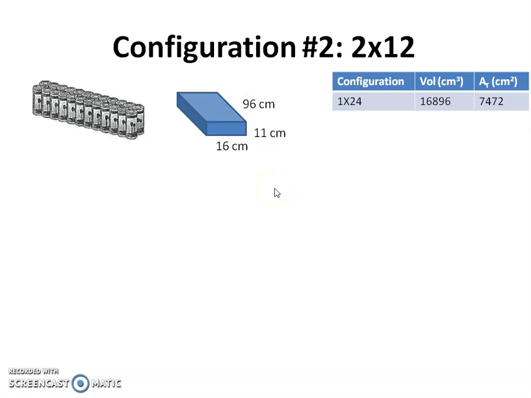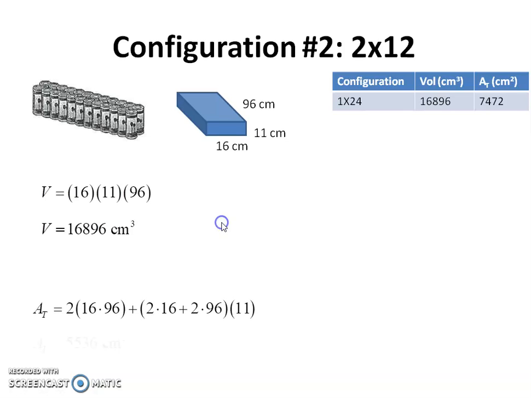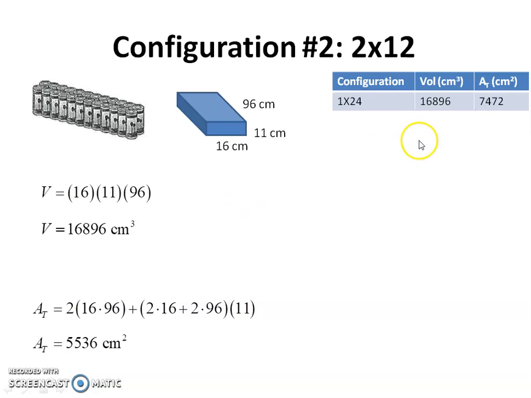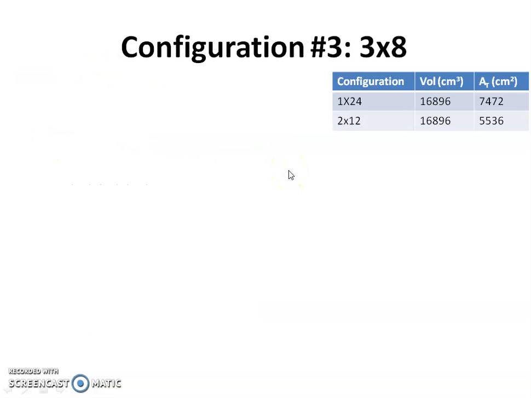It's 96. And if you want to pause and try to find the volume and surface area of this cardboard box, you'll find that the volume is the same as it was originally with the 1 by 24, and that the surface area has changed. It's quite a bit lower. So there is definitely an impact on the way we configure the cans to what its total surface area is. It's quite a bit lower here.